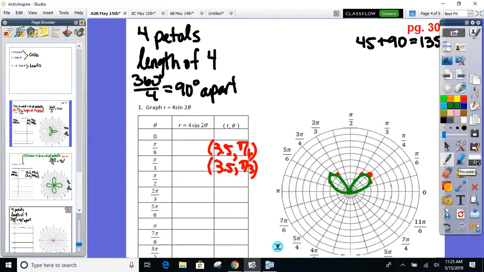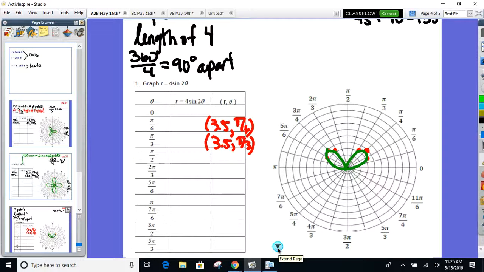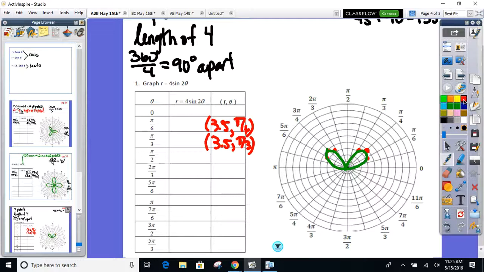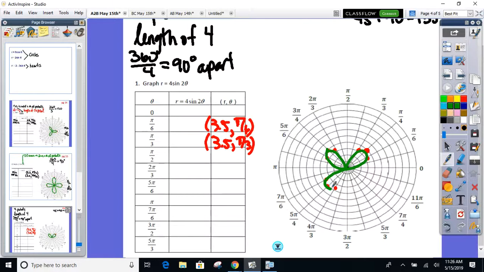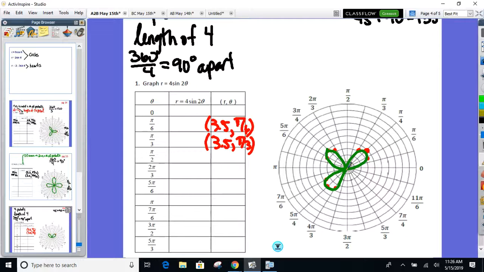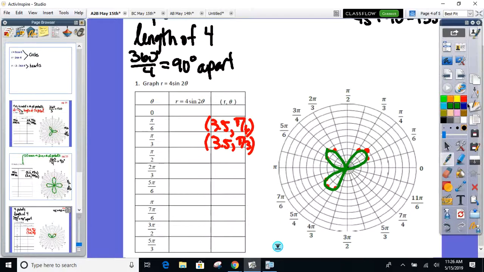Next one. 135 plus another 90 is 225. Yep. So where's 225 on here? 5 pi over 4. And then the last one will be at? Should be something pi over 4, right? Because that's where we started.